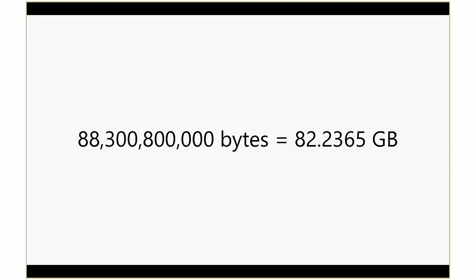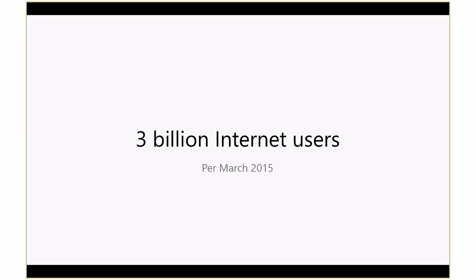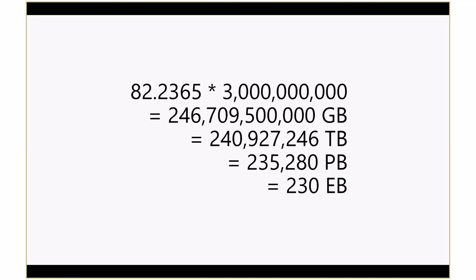That's hardly what we would call big data, is it? Yeah. So to make it big data, let's take the 3 billion internet users that we have in the world per March 2015. So we take those 82 gigabytes and multiply it by 3 billion, and then we get that the entire population of internet users over the course of 100 years, not going to the bathroom, not sleeping, not anything, just tweeting all day long, all night long, they would generate 230 exabytes over 100 years. So that's what the entire internet population can do on the one hand.